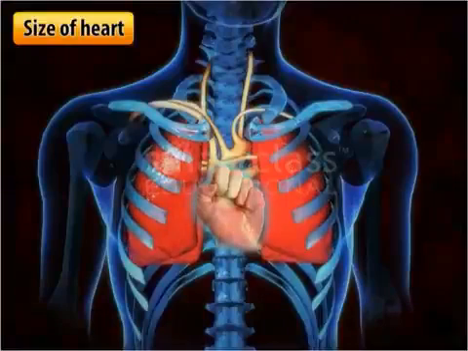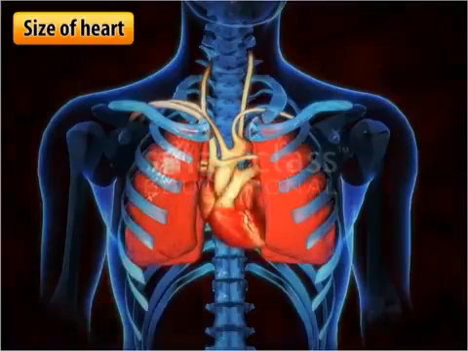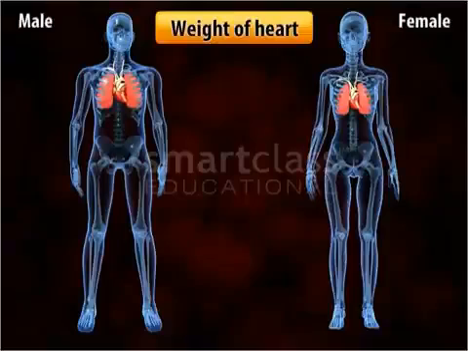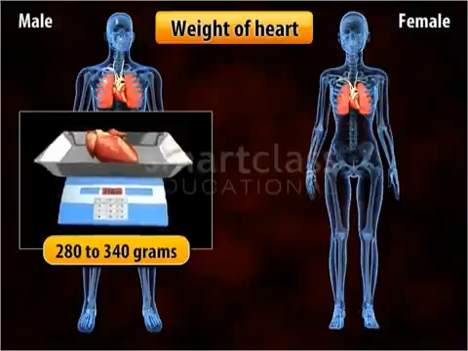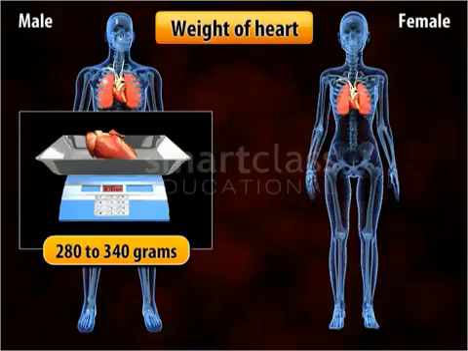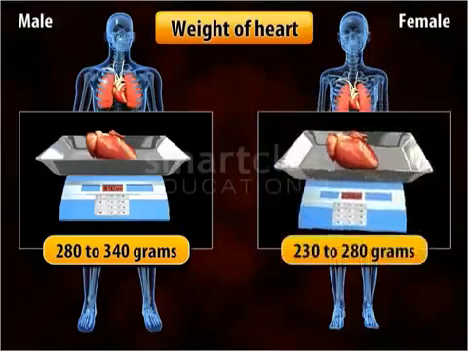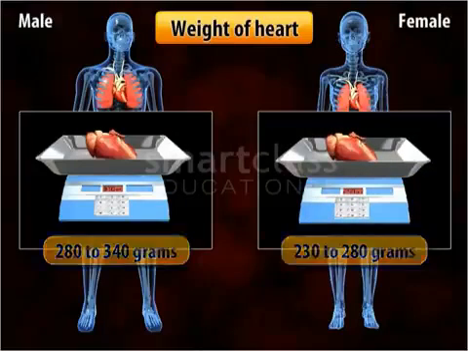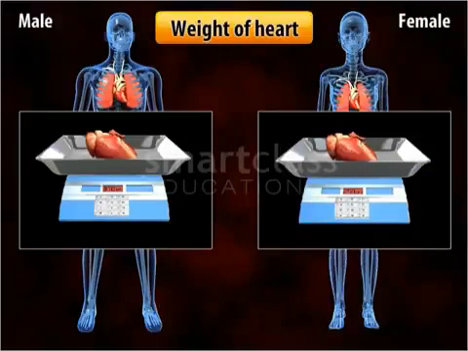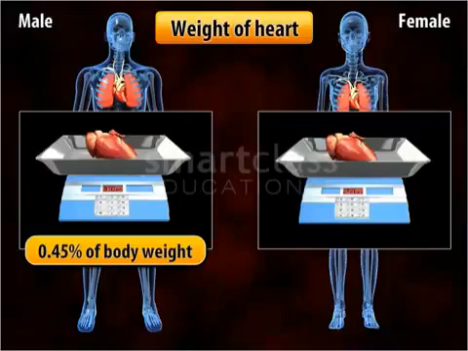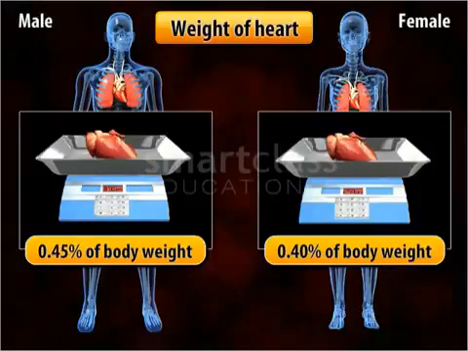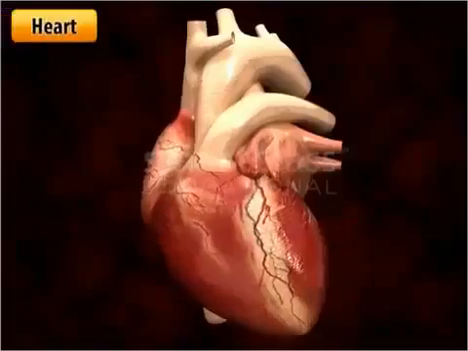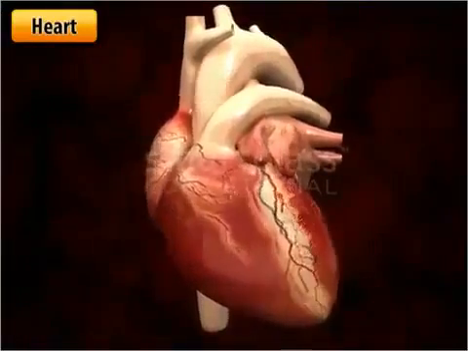Let us now find out how much the heart weighs. The weight of the heart varies in males and females. It is from 280 to 340 grams in males and from 230 to 280 grams in females. In percentage, the weight of the heart is about 0.45% of the body weight in males and about 0.40% in females.